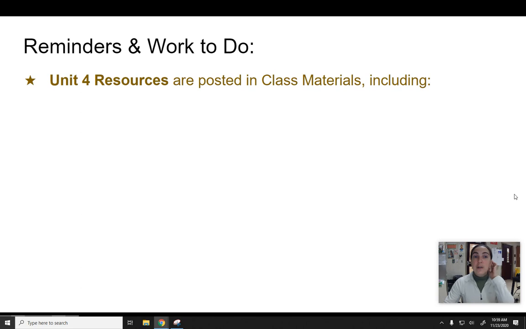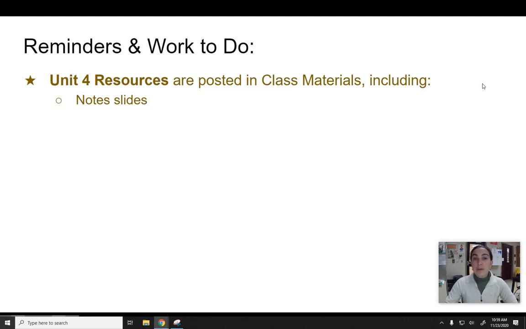First of all, the Unit 4 resources are posted in the class materials now. This is a really important thing for you to be aware of and look at. I'm not sure how much people use these when you were in class, but especially now that you're at home all the time, it's important to realize these resources are here for you.